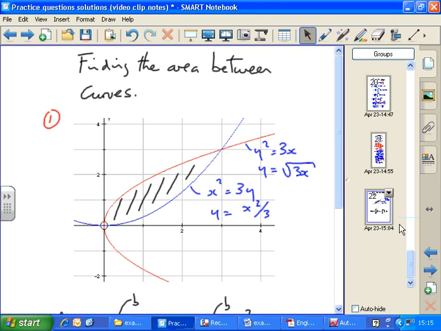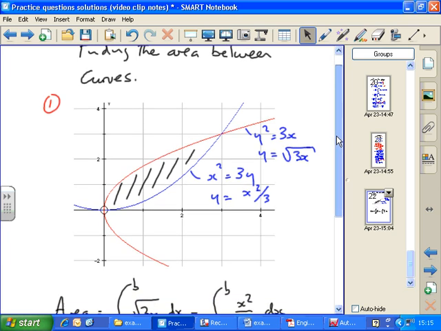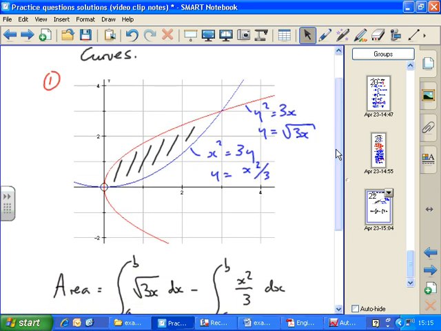Finding the area between curves. Let's have a look at these questions. In these, in the first one for example, you wouldn't be expected to know what these curves would look like. The red line here is the curve y squared equals 3x.